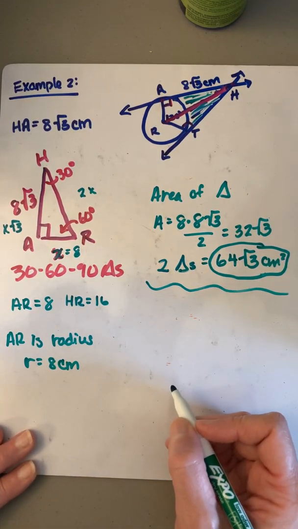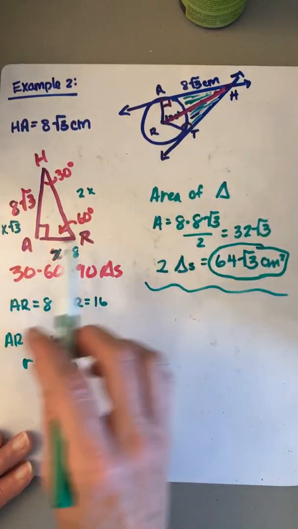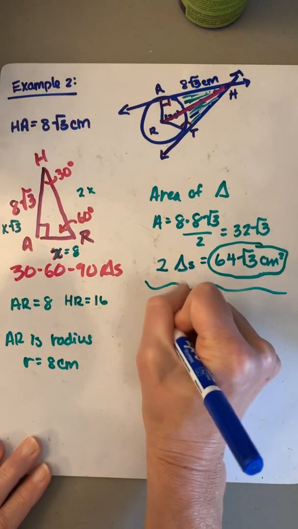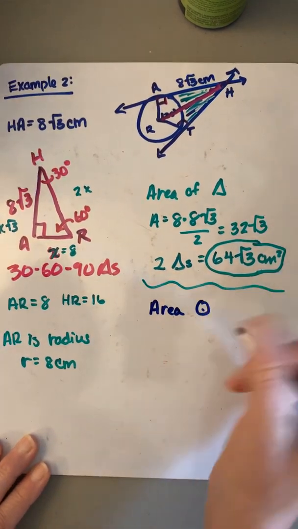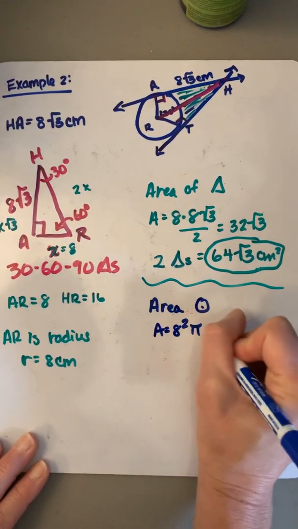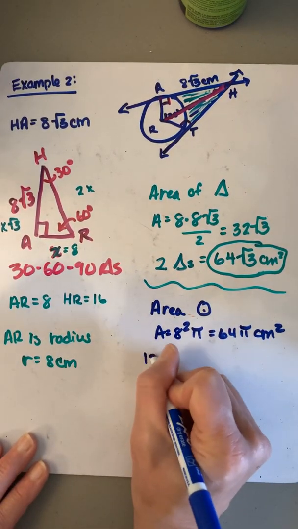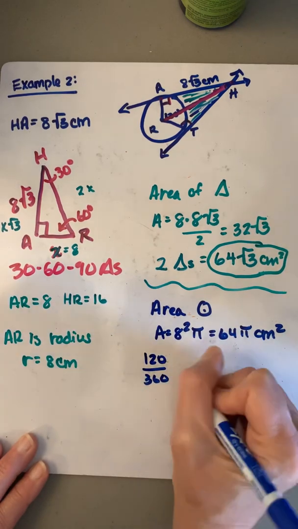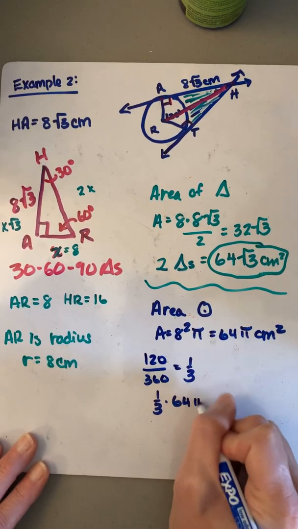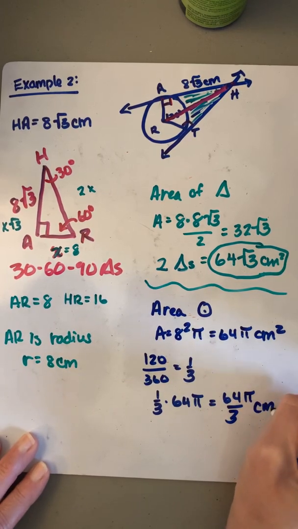Now we need to find the area of this sector right here, because we've got to take that away. And so to find the area of that sector, we're going to find the area of the circle. Our radius is 8, so it's going to be 8 squared pi, or 64 pi square centimeters. And we have 120 degrees out of 360. That's 1/3 of the circle. So 1/3 times 64 pi, I'm just going to leave it as 64 pi thirds square centimeters.